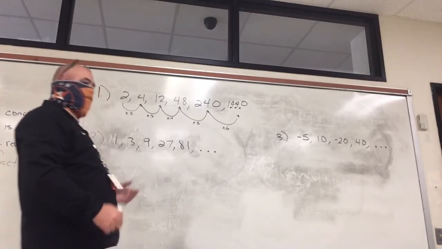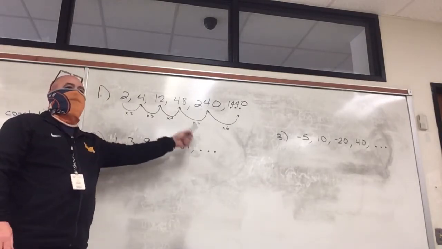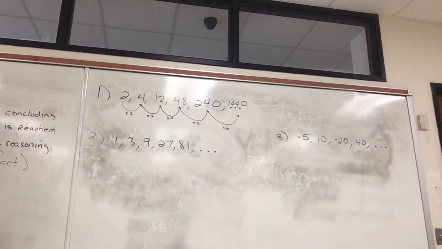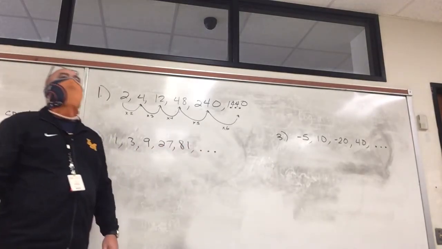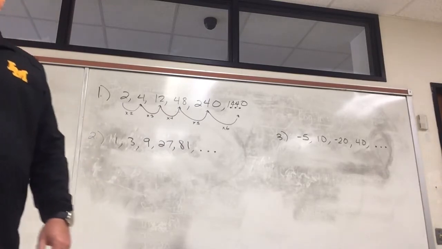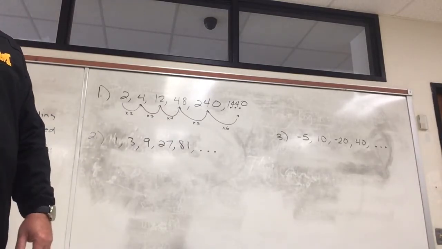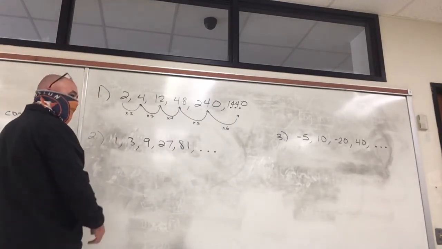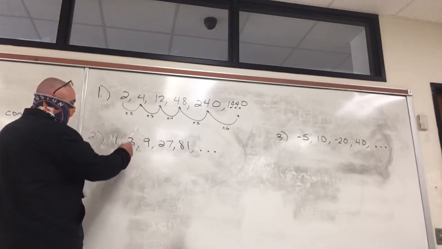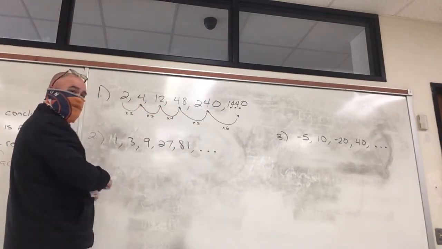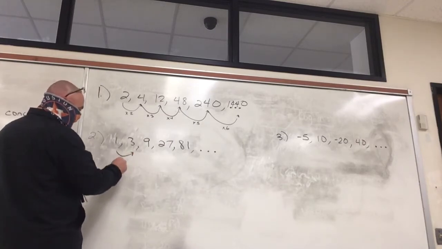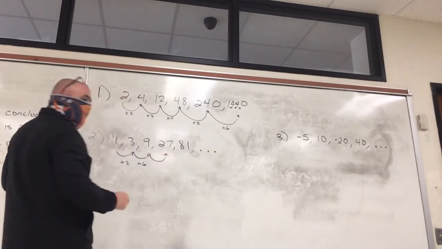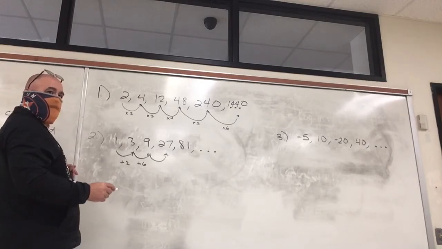Okay? Let's look at this problem. 1, 3, 9, 27, 81. Find the next number in the pattern. Okay, so I'm going to use inductive reasoning. Are these numbers getting bigger? Yeah. So what are we not doing? We're not subtracting and we're not dividing. So I'm either adding or multiplying. Let's look at add first. To get from 1 to 3, I add 2. To get from 3 to 9, I add 6. To get from 9 to 27, I add 18.